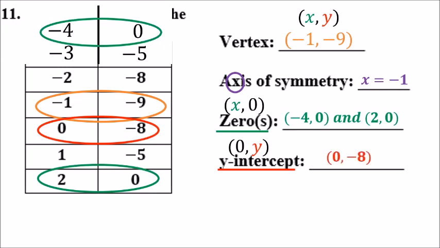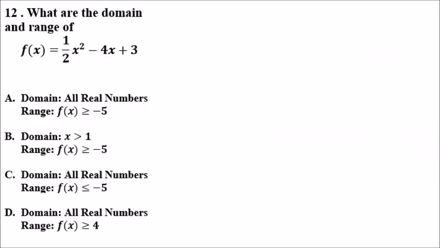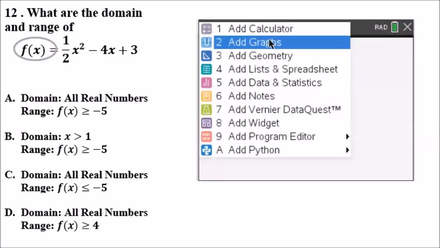Okay, so that's how you can find the key pieces on a table. All right, so let's take a look at number 12. Number 12 says, what is the domain and range of a function shown? Well, when we're looking at an equation, if it says f of x, the easiest thing for me to do is to go in and graph that.